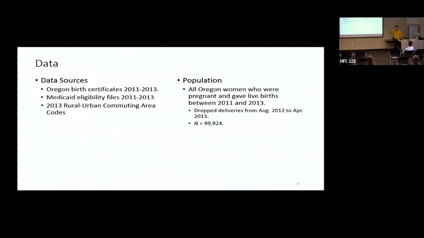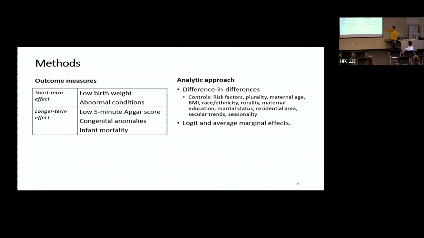So this is what we saw before, so I'm going to skip that. But in this analysis, we examine short-term effect outcomes and long-term effect outcomes. Short-term effect outcomes are those likely to change relatively immediately when patients receive better care. So low birth weight and abnormal conditions we considered short-term effect outcomes. For long-term effect outcomes, we considered low 5-minute APGAR score, using the threshold in the literature, congenital anomalies like Down syndrome, and infant mortality.